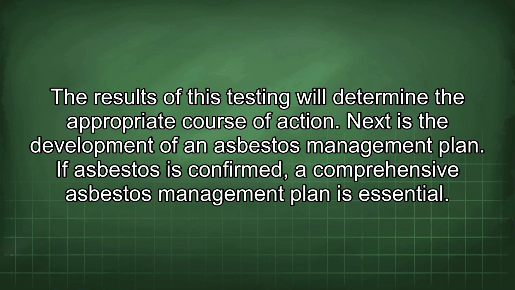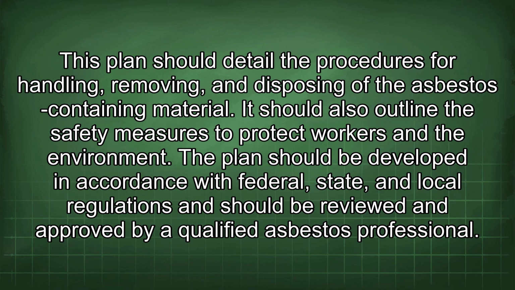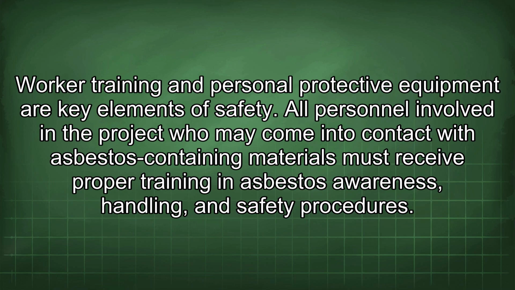Next is the development of an asbestos management plan. If asbestos is confirmed, a comprehensive asbestos management plan is essential. This plan should detail the procedures for handling, removing, and disposing of the asbestos-containing material. It should also outline the safety measures to protect workers and the environment. The plan should be developed in accordance with federal, state, and local regulations and should be reviewed and approved by a qualified asbestos professional.